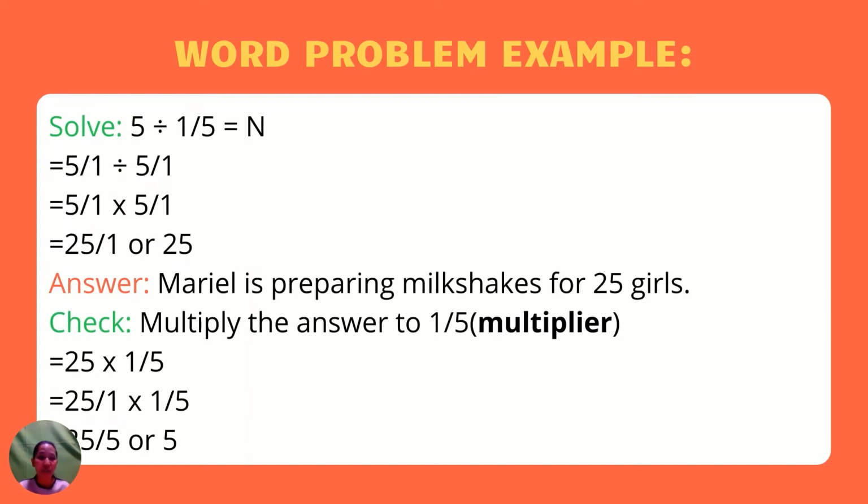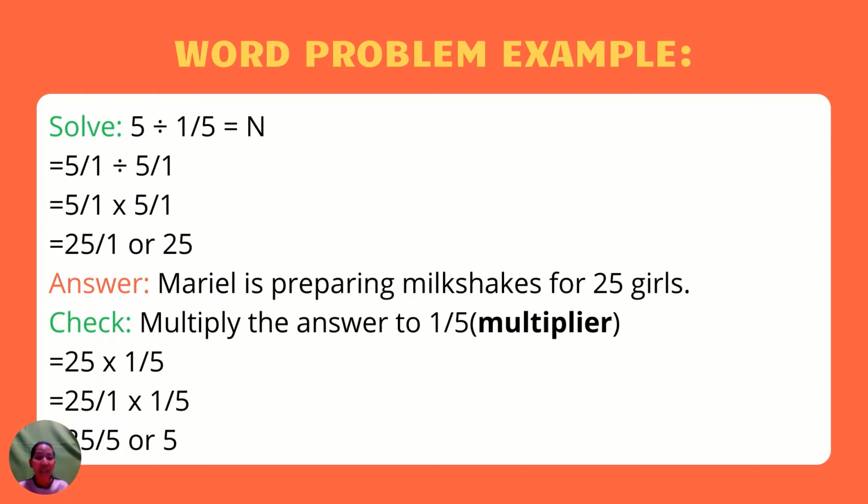Next natin gagawin is to solve. Ano nga ba yung step-by-step procedure natin pag nag-divide tayo ng fraction? First, we have to get the reciprocal of the second fraction. So if the number sentence is 5 divided by 1/5 is equals to n, magiging yung 5, since it's whole number, gagawin natin siyang fraction, magiging 5/1 siya. And yung second fraction natin, which is 1/5, kukunin naman natin yung reciprocal niya, which is 5/1.